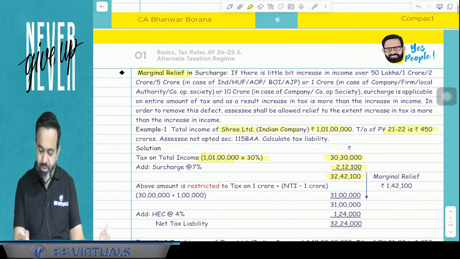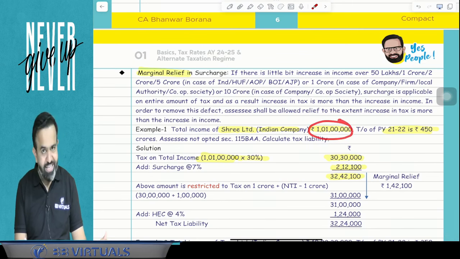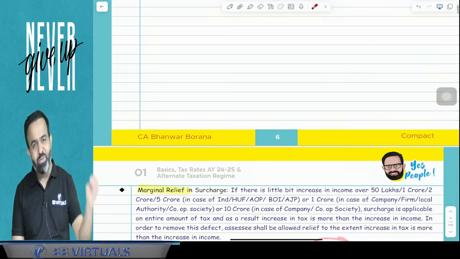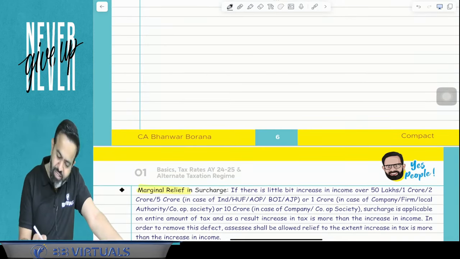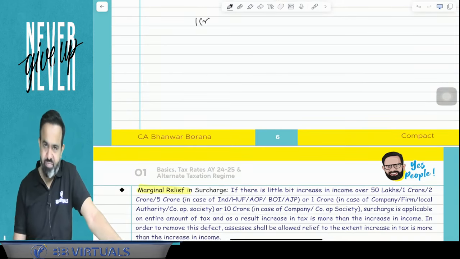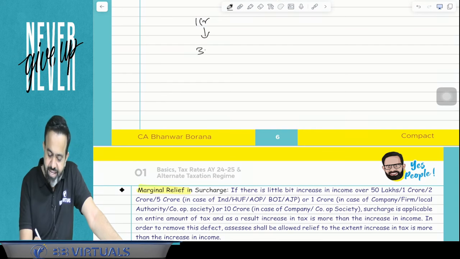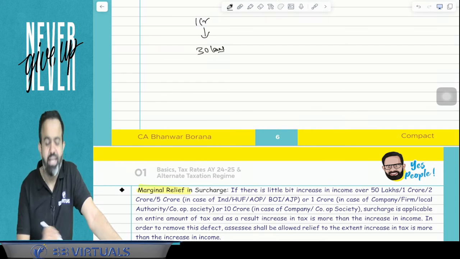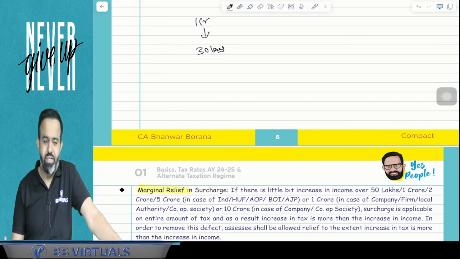Why did we make the mistake? Because your income is 1 crore 1 lakh, and on that tax is 32,42,100. Suppose the company says, suppose we have earned the income of only 1 crore. Then can I say that tax on that 1 crore is only 30 lakh? There is no surcharge, because surcharge is applicable only if your total income is more than 1 crore.